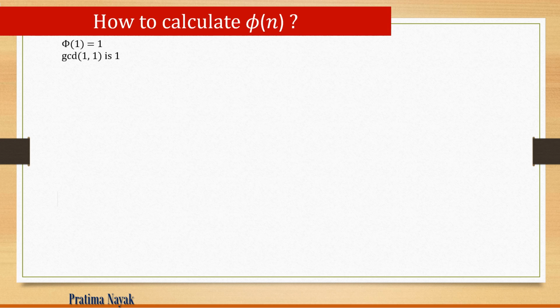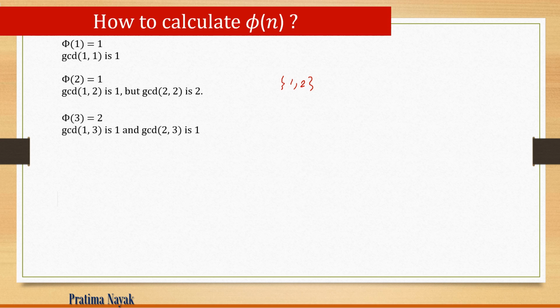First is phi of 1. Phi of 1 is 1 because the GCD of 1 and 1 is 1. We don't count 0. Phi of 2 is also 1. Why? If we take 2, that means 1 and 2. The GCD of 1 and 2 is 1, so that is one count. And the GCD of 2 and 2 is 2, so it is not counted. So only 1 is counted here, so phi of 2 is 1.